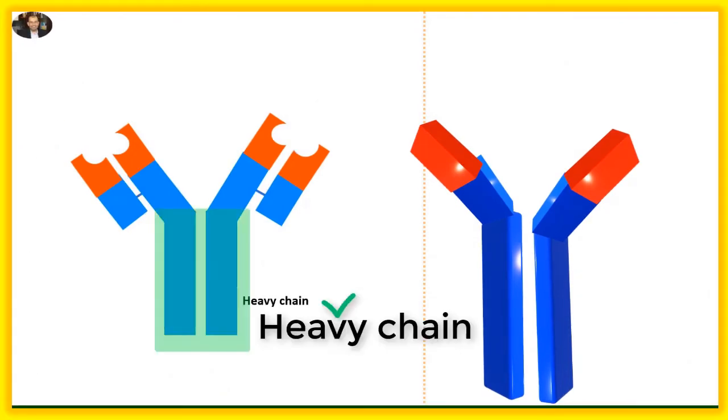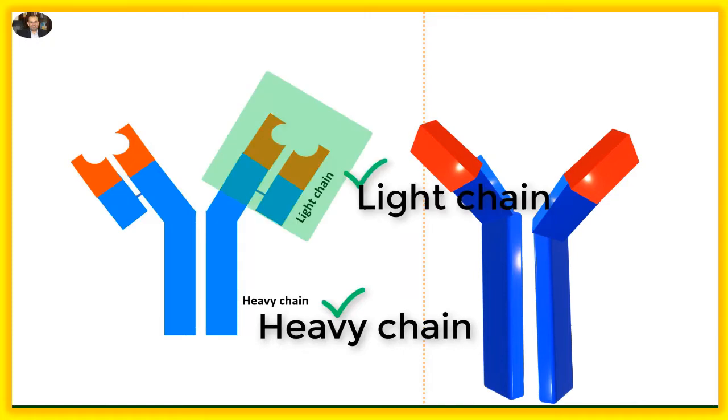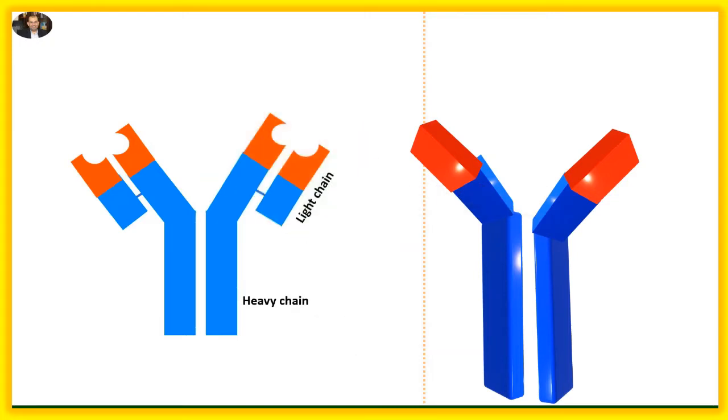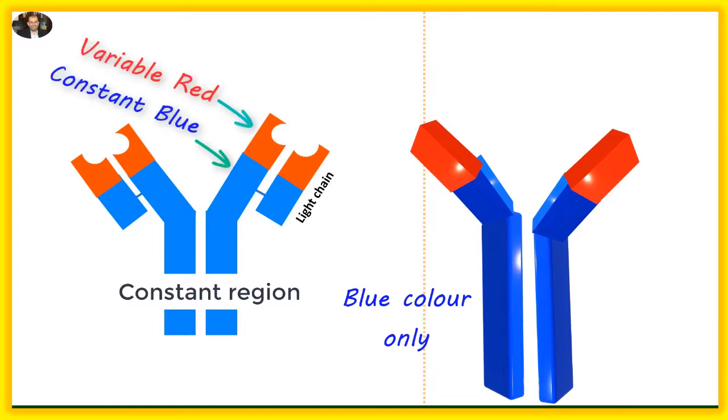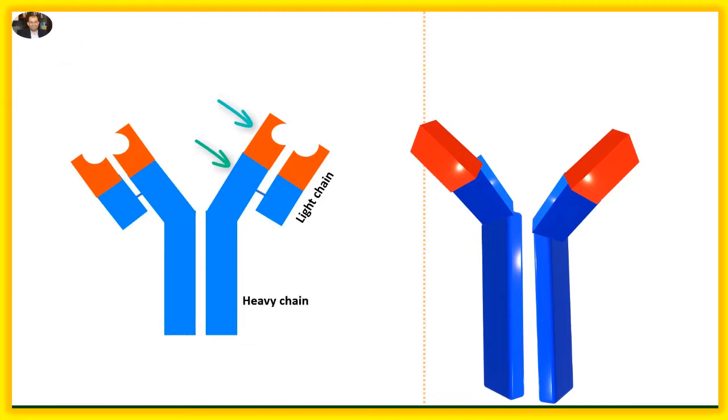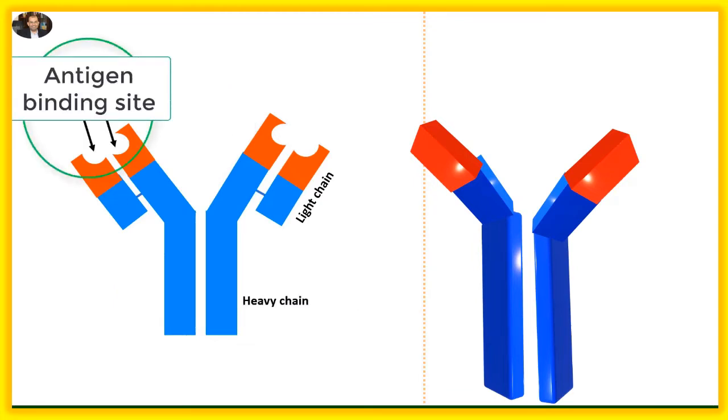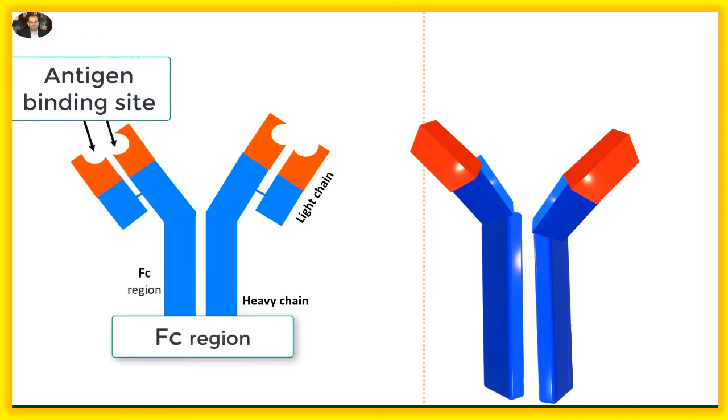The antibody generally consists of the heavy chain and the light chain. The heavy chain is always the constant region, whereas light chains are composed of both constant and variable regions. The antigen binding sites are present in the light region, whereas the Fc region, which binds to immune cell receptors, is present in the heavy chain region.